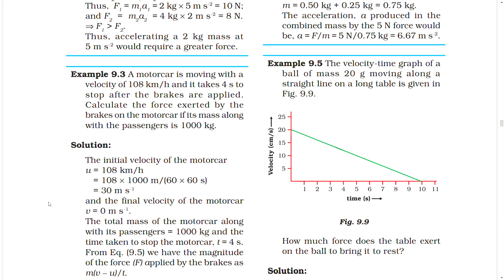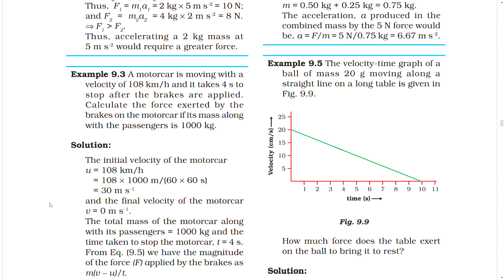Example 9.3. A motor car is moving with a velocity of 108 km per hour and it takes 4 seconds to stop after the brakes are applied. Calculate the force exerted by the brakes on the motor car if its mass along with the passengers is 1000 kg. Solution. The initial velocity of the motor car u equal to 108 km per hour equal to 108 into 1000 meter per 60 into 60 second equal to 30 meter per second, and the final velocity of the motor car v equal to 0 meter per second.